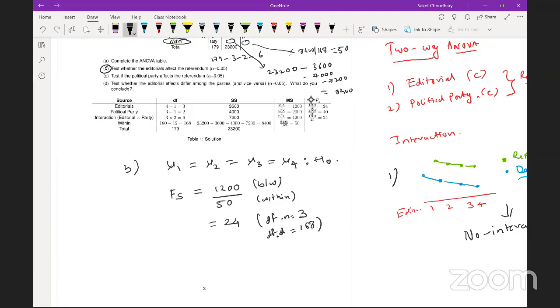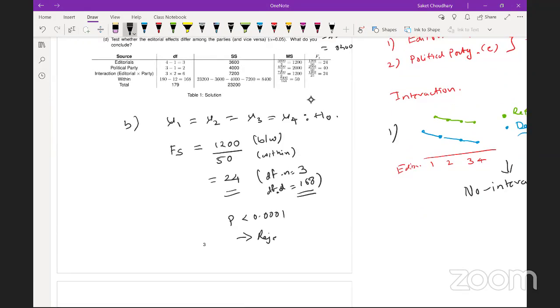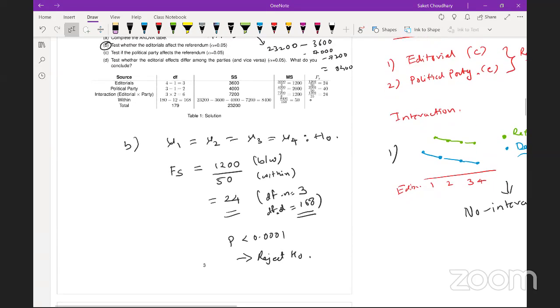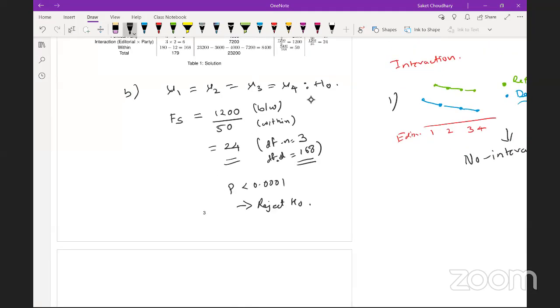Okay, I'll now move to the table to calculate this. You can trust me on this: if you have this many degrees of freedom in your denominator and the F statistic is greater than 1, then your p-value is significant. So your p is less than 0.001, and hence you reject H naught. It seems like the editorial has an effect on the referendum. That means there is a mean difference arising in the group means of the 4 editorials.